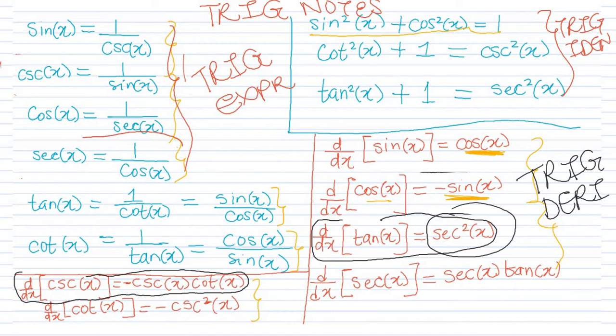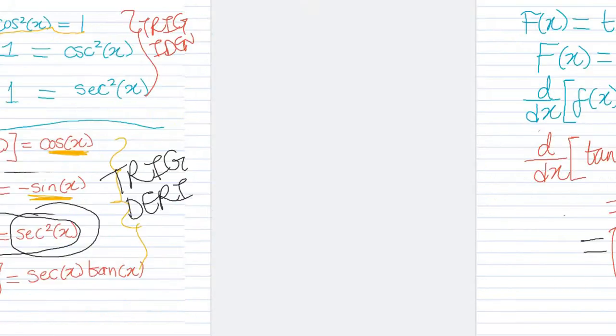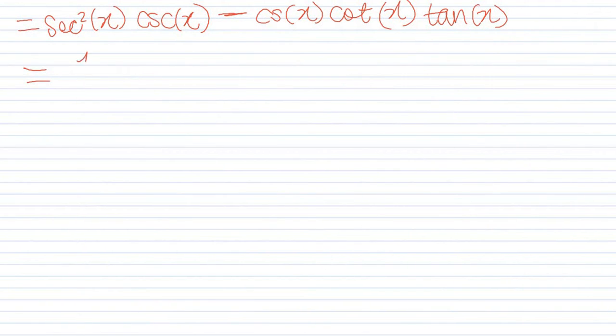Secant squared x is the same thing as what? Well, from our trig expression, we don't have anything that relates to secant squared x, but what we have is something that relates to secant x. Secant x is the same thing as 1 over cosine of x. Since it's squared, we can say 1 over cosine squared of x, because if we have 2 secant x multiplied by each other, it's like having 2 1 over cosine x multiplied by each other. So hence our answer will be 1 over cosine squared x.